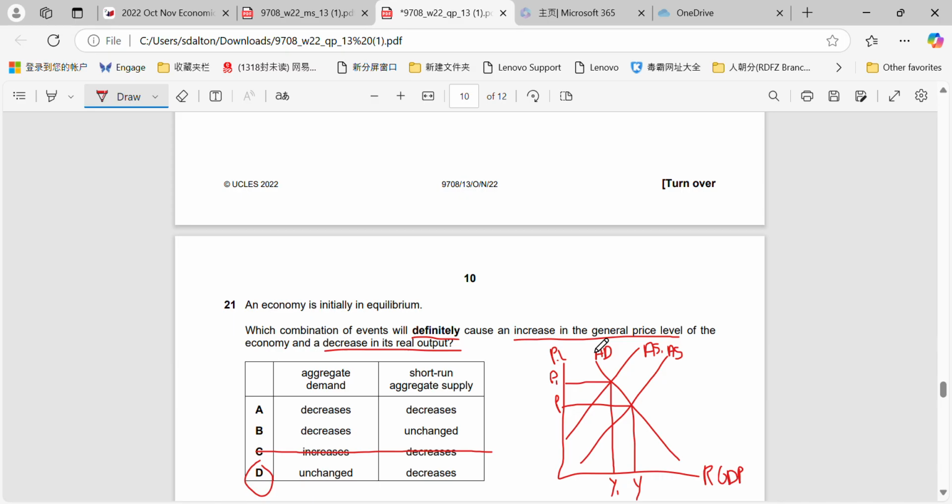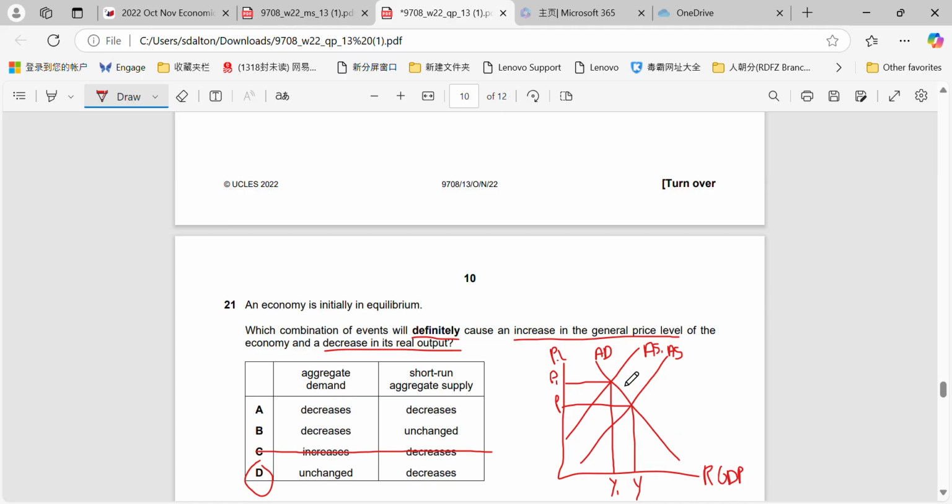We're looking for an increase in the general price level. And if both decrease, then it depends on the rate that they're decreasing at. So a decrease in SRAS will result in the price level going up. A decrease in AD will result in the price level going down.